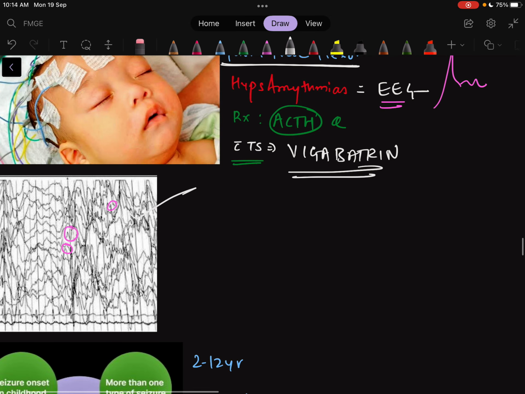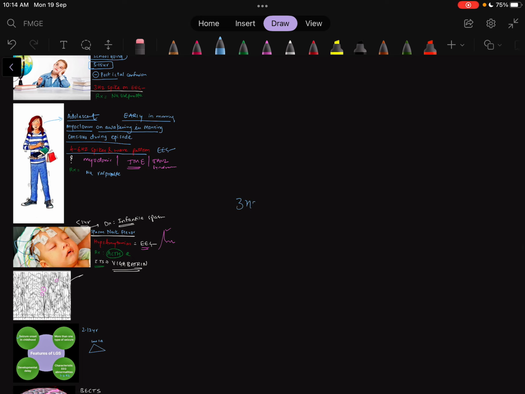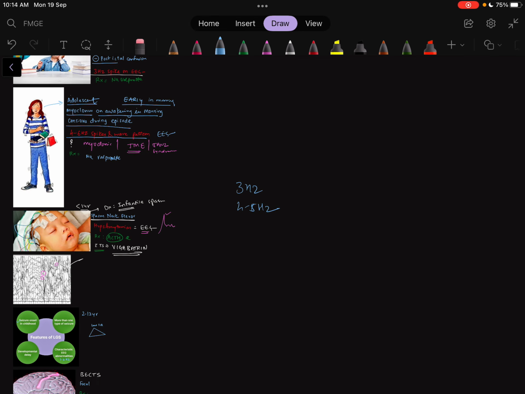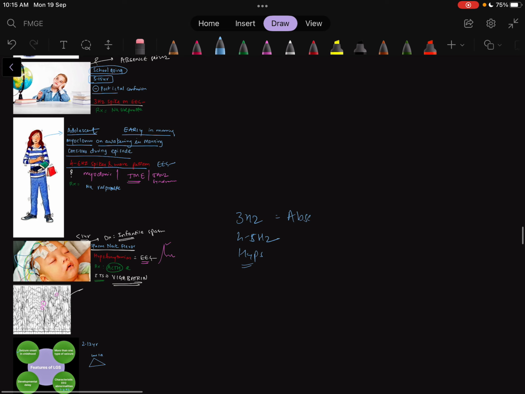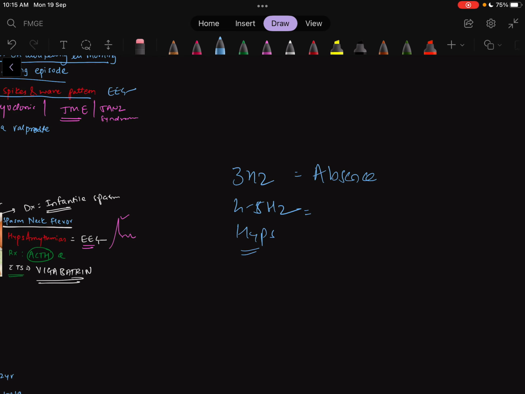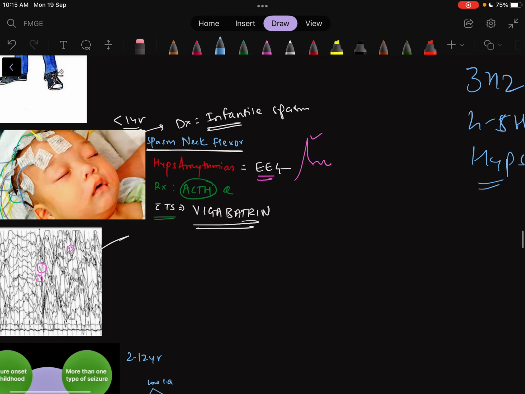These are hypsarrhythmias on EEG, right? So we saw 3 EEG patterns: 3 Hertz, 4 to 6 Hertz, and hypsarrhythmias. 3 Hertz is absence seizure. Then 4 to 5 Hertz seen in adolescents is juvenile myoclonic epilepsy. Then hypsarrhythmias seen in infantile spasm. Drug of choice is ACTH. Important question. Drug of choice is ACTH.